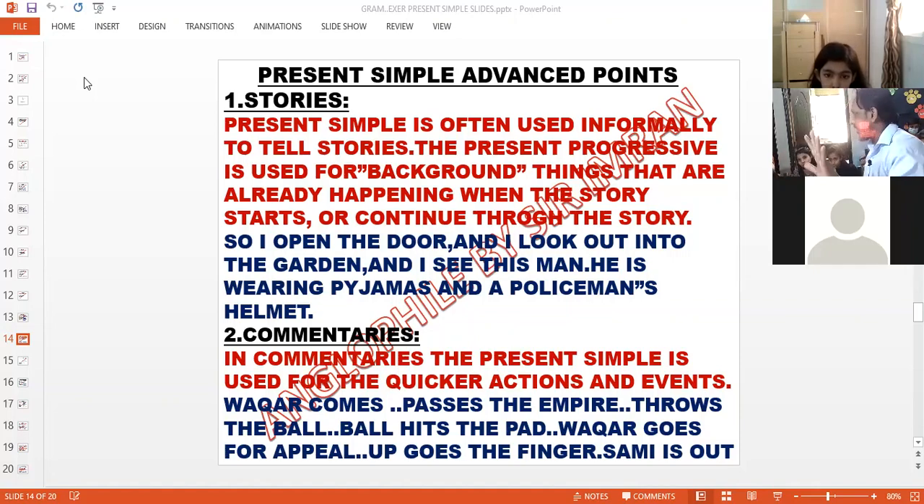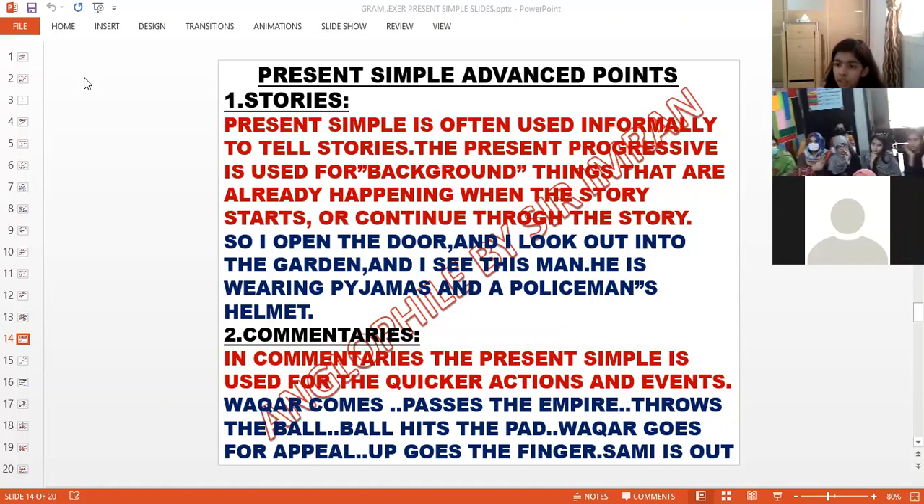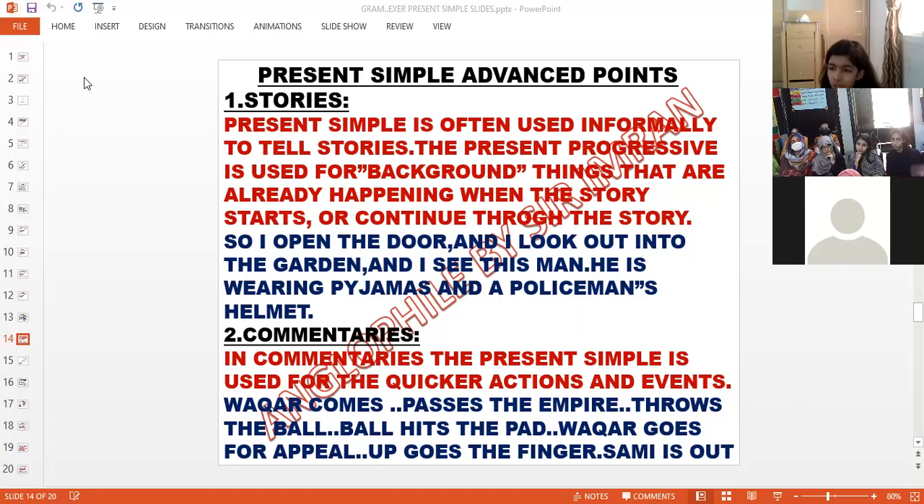5 points we have already learned. We use the present simple to talk about repeated action, feelings and thoughts, imperative, permanent situations, and present state. There are 5 variations. What is the first one? Repeated action. Second, feelings and thoughts. Third, imperative. Fourth, permanent situation, and fifth, present state. So we have done this.